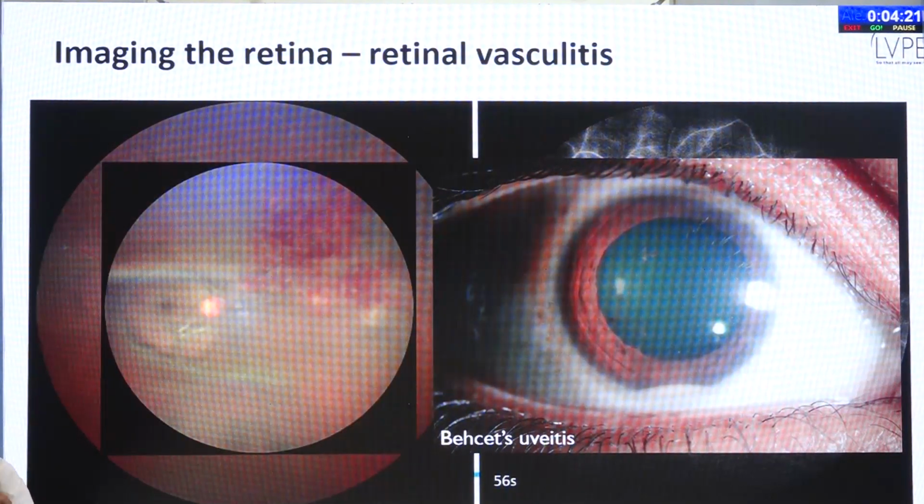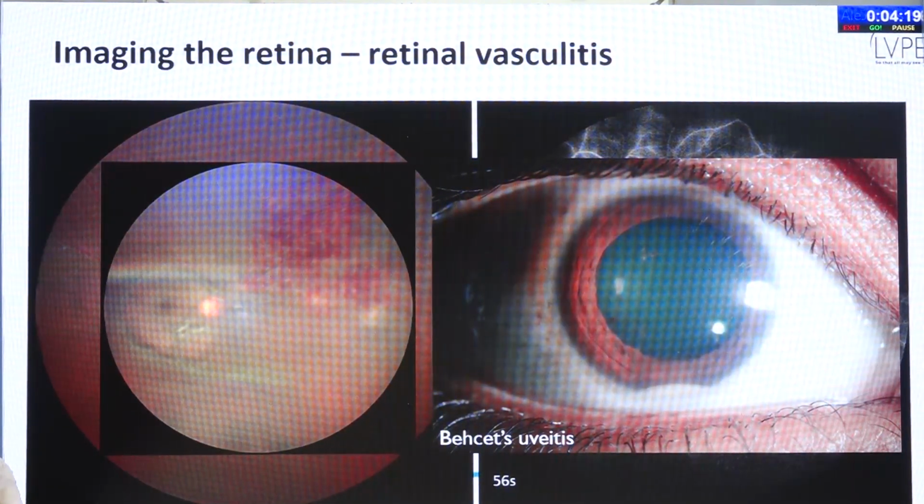Now, interestingly, the other eye of the patient had a classic retinal periphlebitis, which you can see in any other etiology. So remember that Behçet's is not just about the ferning, it can also produce periphlebitis like you see in the right eye of this patient.